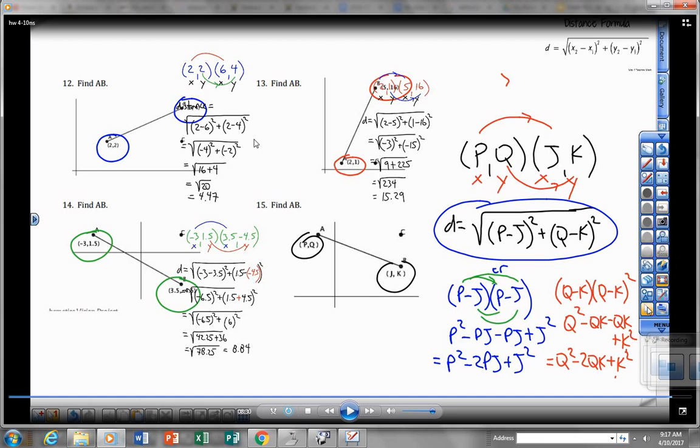Your homework, do these problems and write a complete sentence about each one. Good luck.